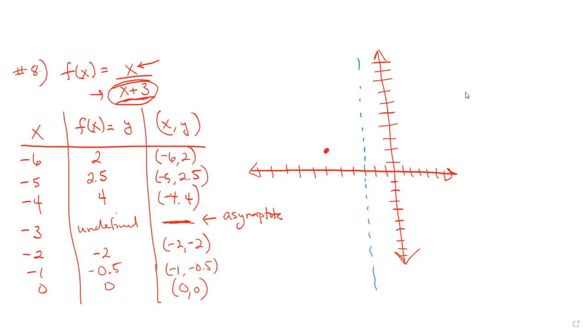-5 and 2.5 right there. And then we've got -4 and 4. So this graph actually looks like this. Well, I do a little bit better with curves on an iPad. So there's the first part. Now let's go look at the second part.